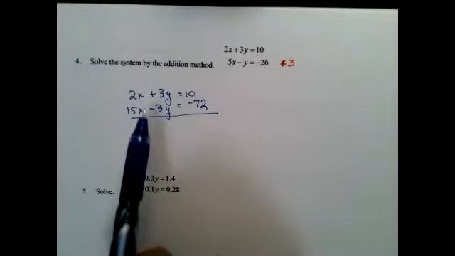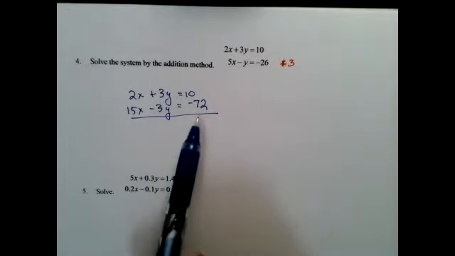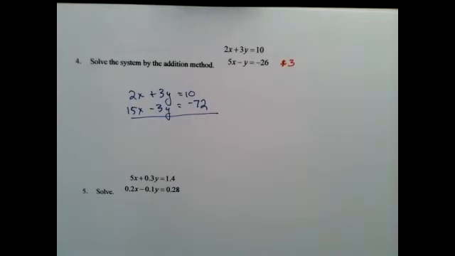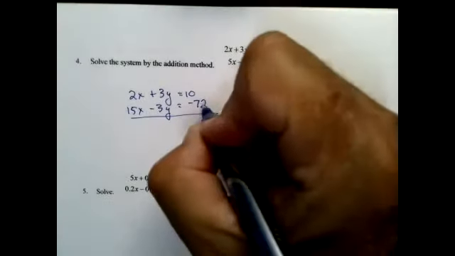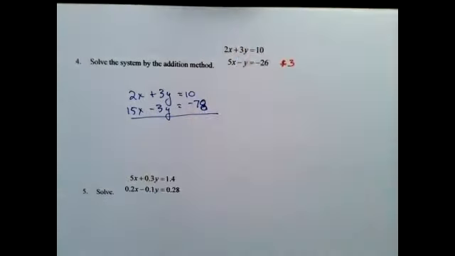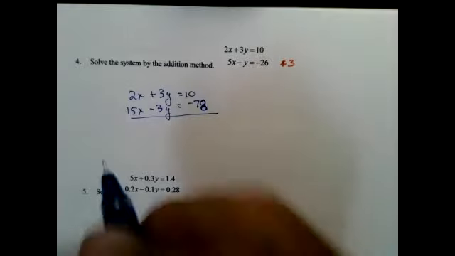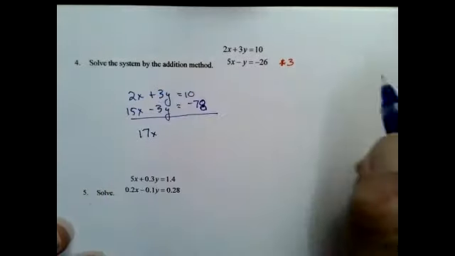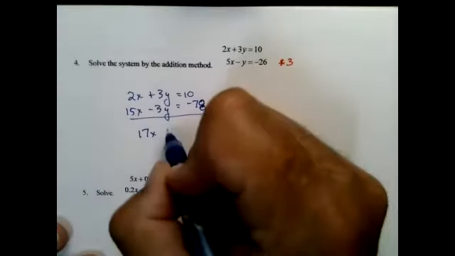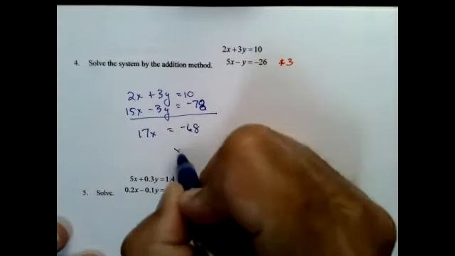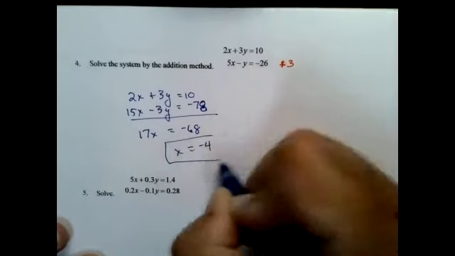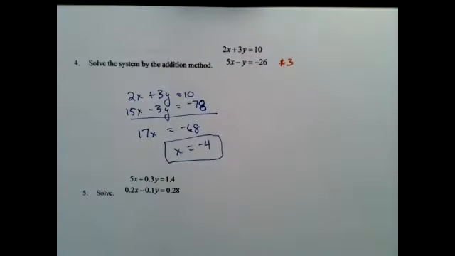When I take the left side and add it to this left side, the right side, add it to that right side. And again, this isn't 72, it's 78. I'm a little slow here today. 17x, the y's, they're gone, equal negative 68. X equals negative 4. Now I need to calculate y.